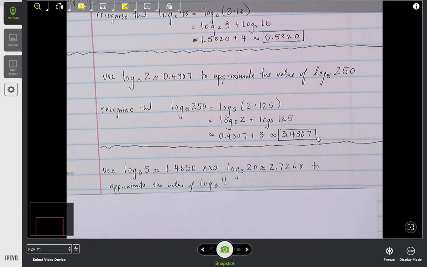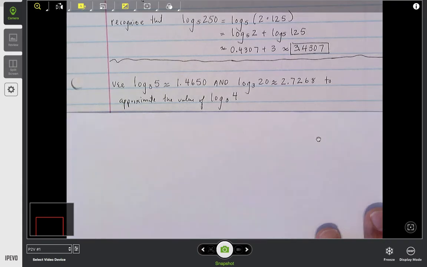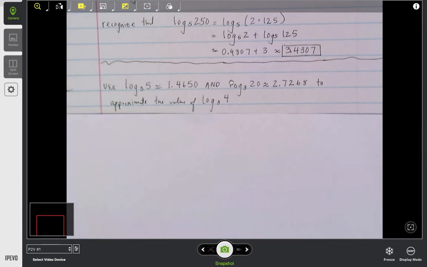Let's change that dynamic a little bit. Let's see if we can use other properties and dig a little bit deeper. This time I'm given 2 clues. I'm given log base 3 of 5, and I'm given log base 3 of 20. And somehow, some way, I have to combine these 2 bits of information on my own, without a calculator, to come up with log base 3 of 4.